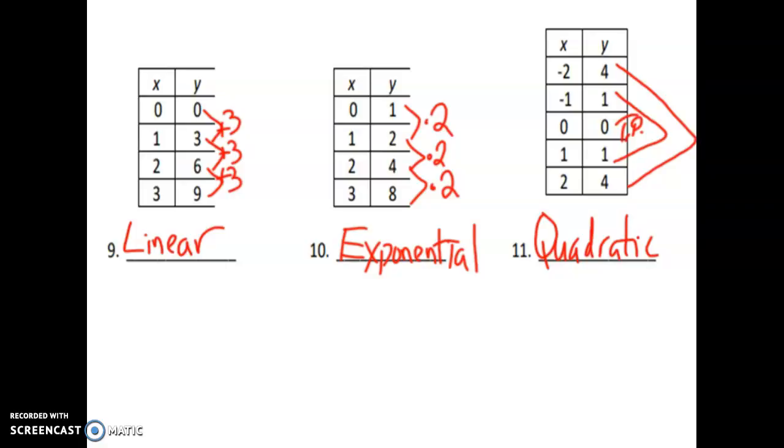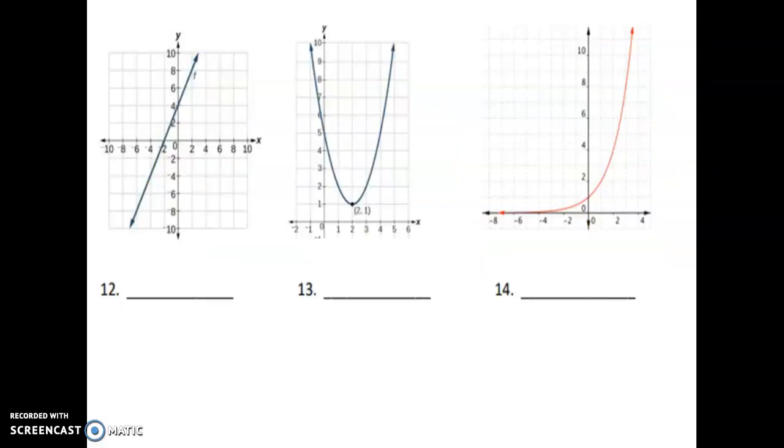I did kind of lie to you. I said that was the last slide. There is one more, but it's a quick one. Okay, and that's just determining these from a graph. So if we were to quickly look at these three, which is which? Which one's linear, which one's quadratic, and which one's exponential?